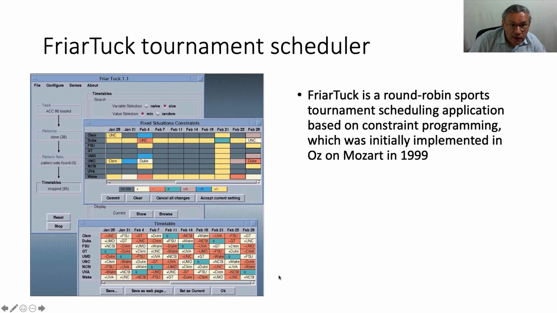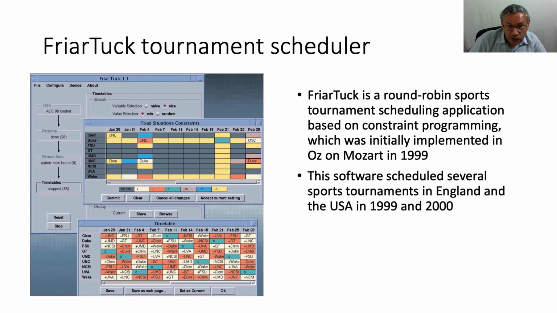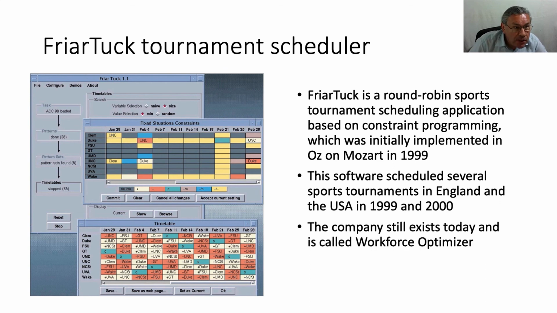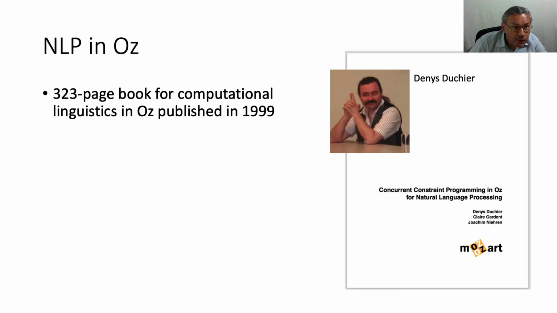Friar Tuck is a round-robin sports tournament scheduling application. So it shows you a part of its interface. Initially implemented in Oz on Mozart in 1999. It won a prize, actually. This software has actually scheduled several real-world sports tournaments in England and the United States. The company that was formed for this still exists today, and it's called Workforce Optimizer.